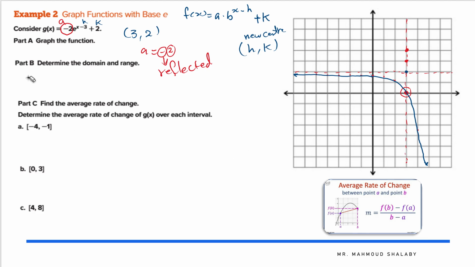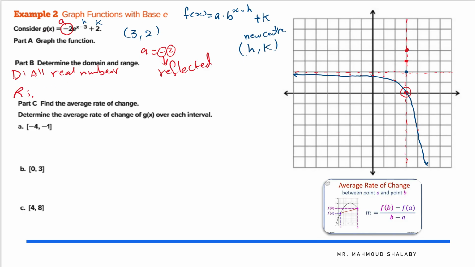So we graph the transformation using e at the same time. Now let's solve part B, determine the domain and range. So let's see the domain and range, and let's see if there is any change. Actually, we said the domain will never change, still from left to right, covering all the left and right parts of the graph. So this means it's all real numbers.